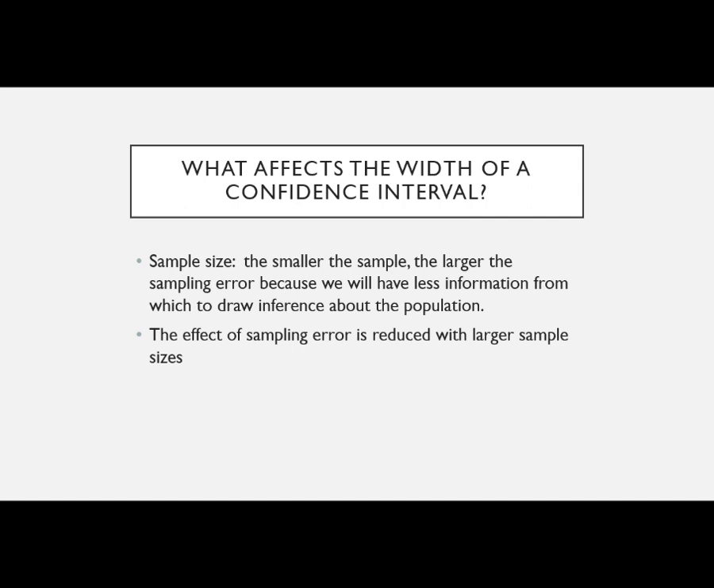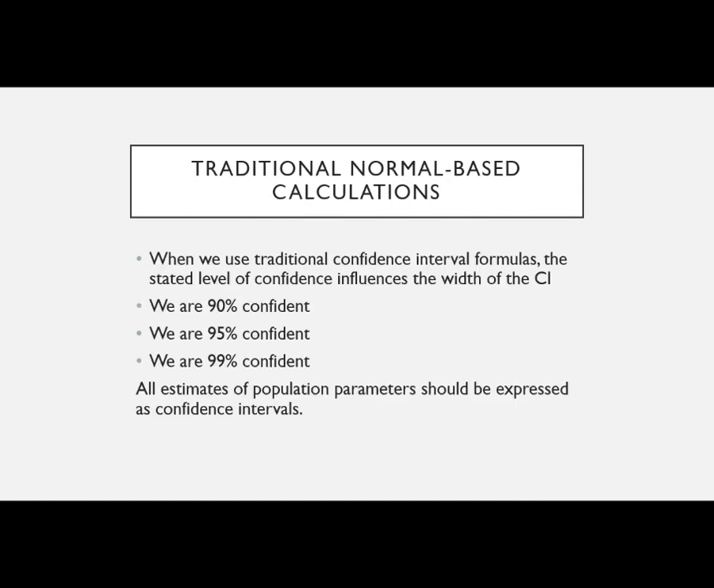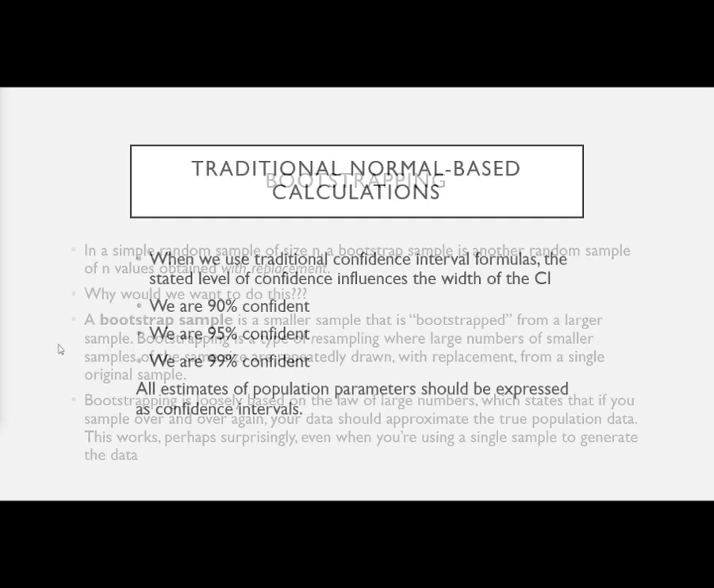Now the sample size. The smaller the sample, the larger the sampling error, because we will have less information from which to draw inference about the population. The effective sampling error is reduced with larger sample sizes. So, when we're doing normal based calculations, when we use the traditional confidence interval formulas, which are found in the book, the stated level of confidence influences the width of the confidence interval. So if we're 90% confident, our alpha is equal to 0.1. If we're 95% confident, we set our alpha equal to 0.05. If we're 99% confident, our alpha is set at 0.01. All estimates of population parameters should be expressed as confidence intervals. We're going to let the computer do this.